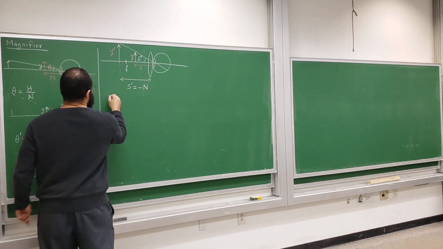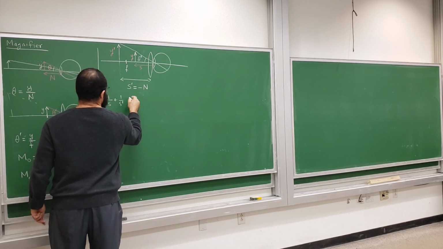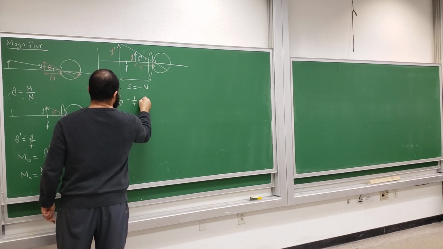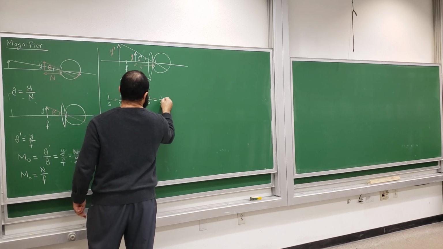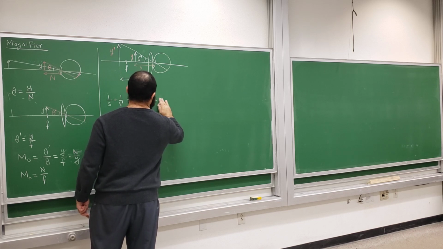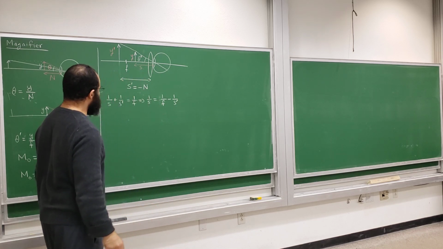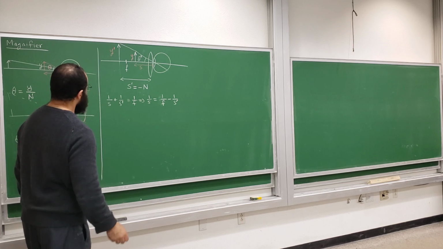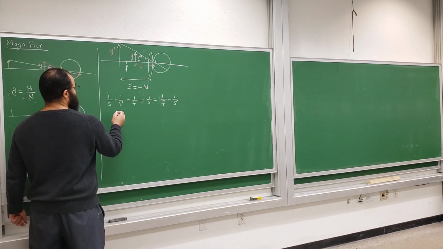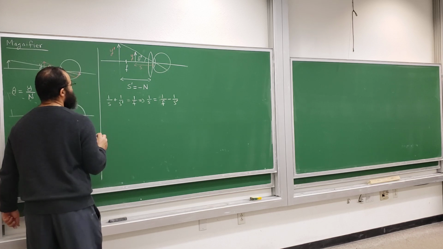So I know 1 over s plus 1 over s prime is equal to 1 over f, and therefore 1 over s is equal to... no, it's going to be 1 over f minus 1 over s prime, isn't it? Minus 1 over s prime. Yeah, I think that's okay.